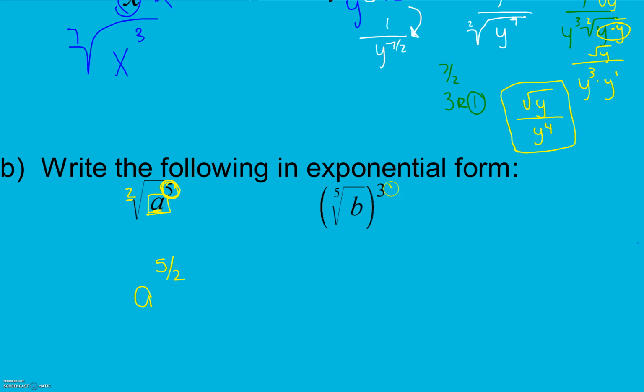Same idea here. It doesn't matter if that exponent is inside or outside. Here, I can take b. My exponent is a 1. My index is a 5. Index becomes my denominator. And that's raised to the 3rd power. Now, power to a power says I multiply my exponents, which gives me 1/5 times 3 over 1, and gives me 3/5. So again, it doesn't matter if it's inside, like here, or outside, like there. It still just becomes the numerator of my exponent.